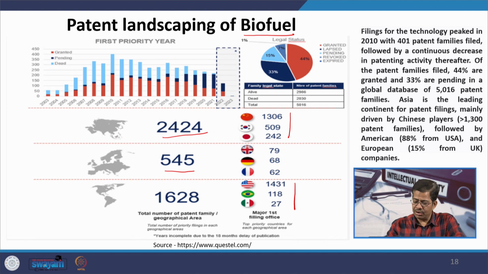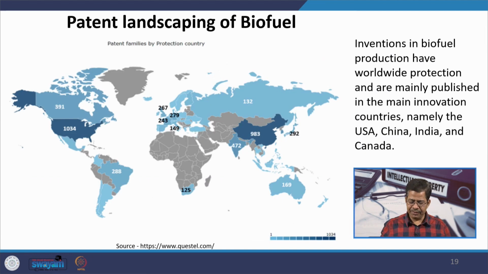This is also a very interesting diagram where you can get so much information by just having a look at this particular report. This is with respect to geographical areas. We were saying that countries, like in case of biofuel, India is holding around 472 patents and so on, you can see from different areas. We have taken this report from the popular company, Questel.